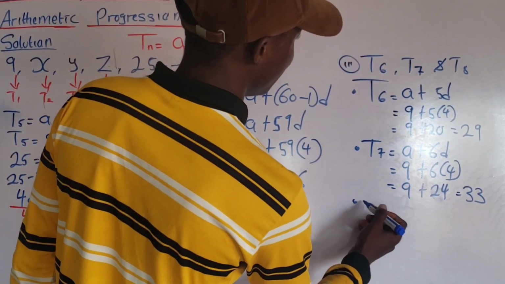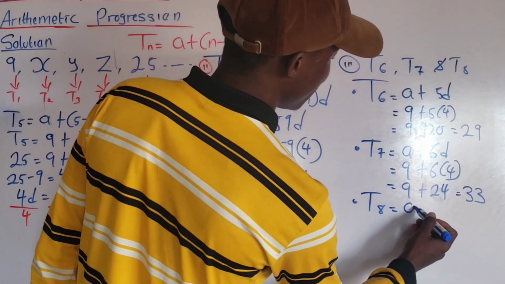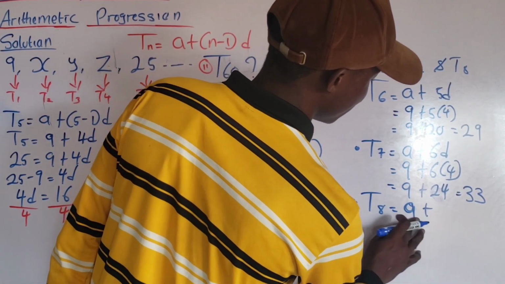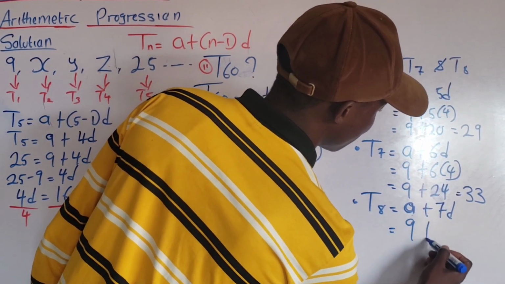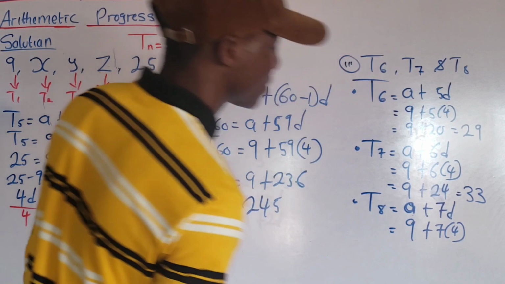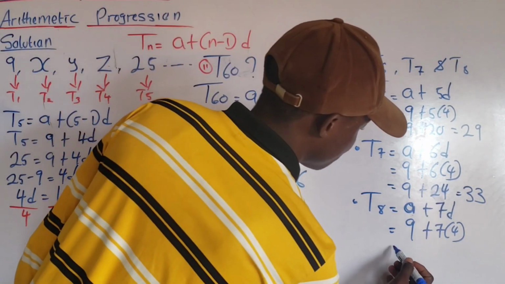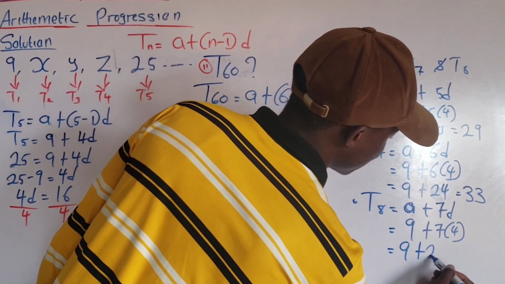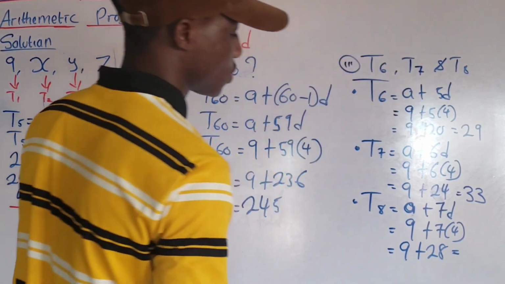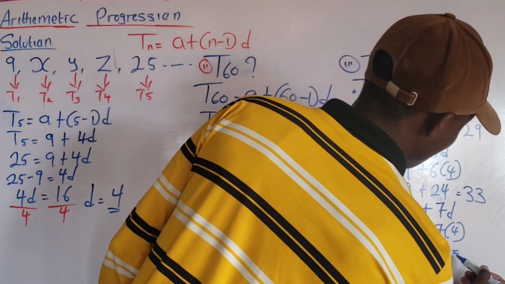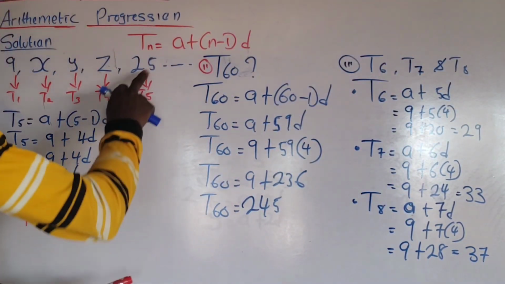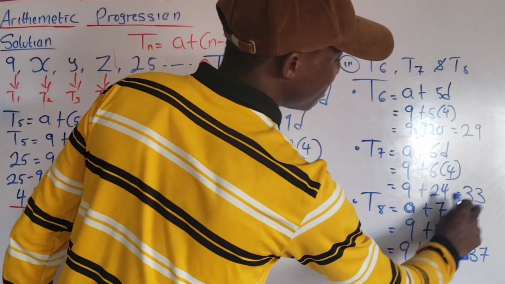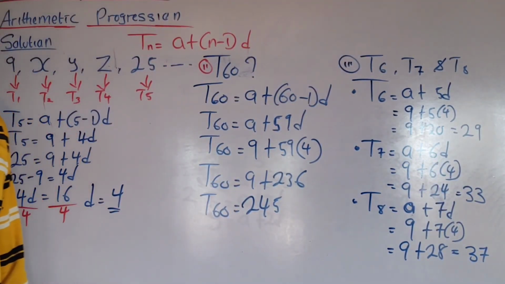Now, the 8th term, which is T8, will be equals to A plus 7D. This is A, okay? A plus 7D, okay? A is 9, so I'm going to have 9 plus 7 multiplied by 4. 7 times 4 is 28, so I'm going to have 9 plus 28. 9 plus 28 is 37, so I'm going to have 37. So the next 3 terms after 25th is 29, 33, and 37. Do you understand? Okay, so that is the solution to that question.